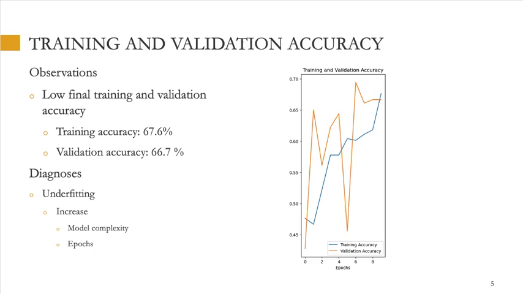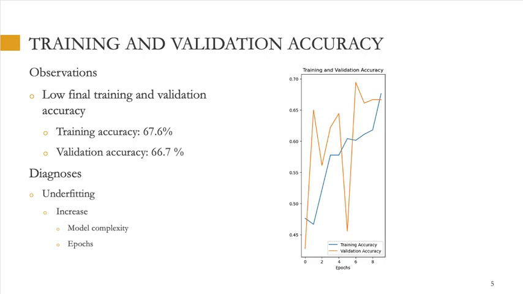So after training the model, I observed that the final training and validation accuracies were quite low. The training accuracy was 67.6%, and the validation accuracy was 66.7%. And on the right, you can see a plot that shows how the training and validation accuracy change with the number of epochs. And the training accuracy, which is the blue line, is seen to steadily increase as the number of epochs increases.